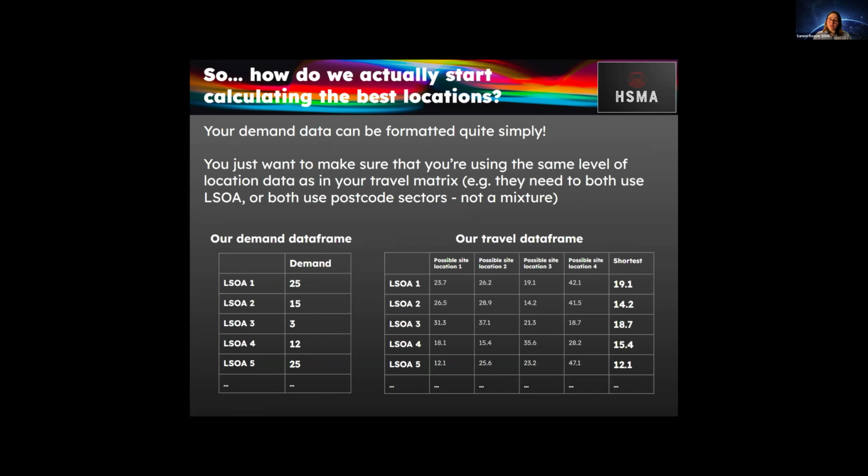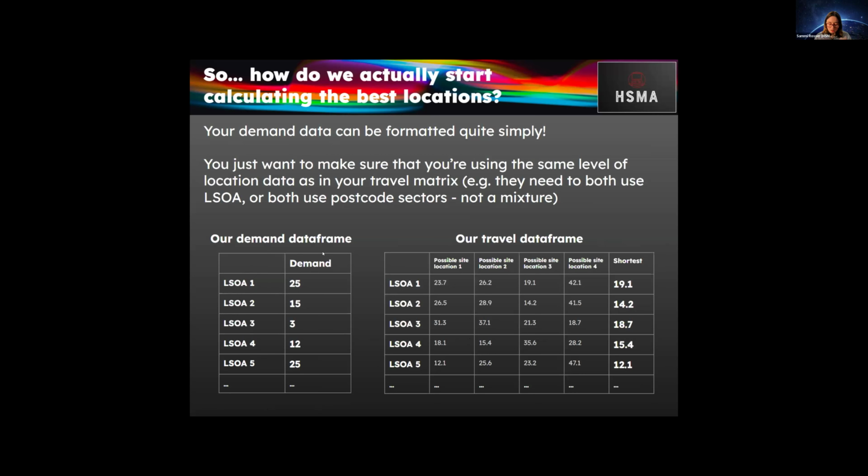So demand data, well, this can be formatted really quite simply. This is a lovely kind of data frame to work with. All you want is that you're using the same level of location data in your travel matrix and your demand data frame. So you don't want LSOAs in your demand data frame and MSOAs in your travel data frame. They both need to be working at the same level of aggregation. And our demand data frame will just have a column or an index for our LSOA names or codes, and then we'll have a column for the demand.